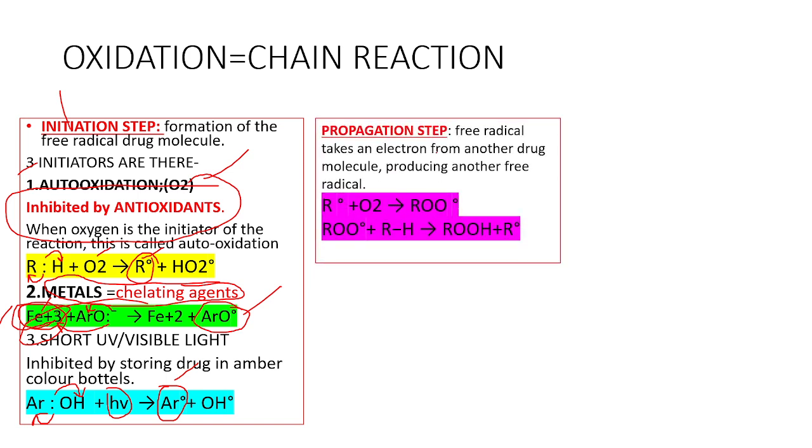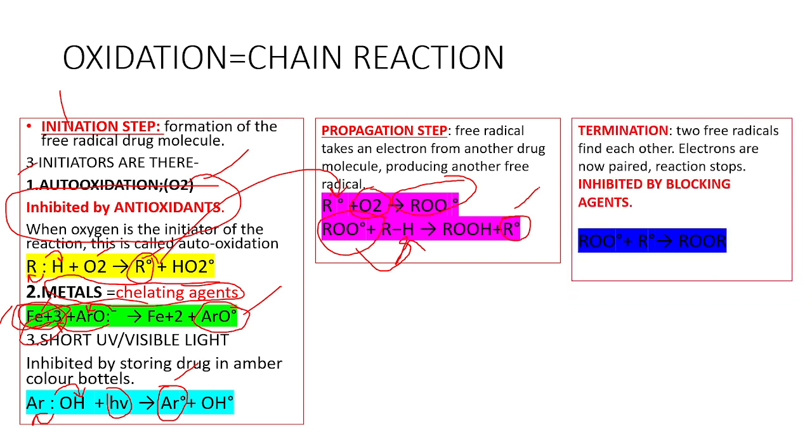Next one is the propagation step, nothing but generation of more number of drug free radicals. See, this is a free radical generated from here. Free radical generated from here, that again combines with an oxygen atom. Then it will become a peroxide radical. Again, that peroxide radical will combine with the neutral drug molecule, and again that is responsible for the synthesis of a new free radical. This is the propagation step, nothing but generation of more number of drug free radicals.